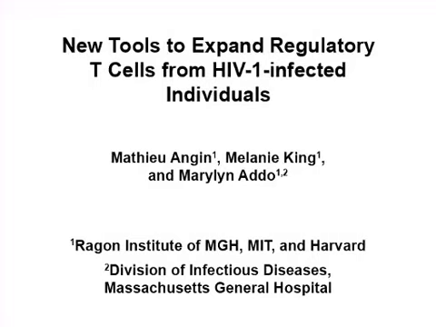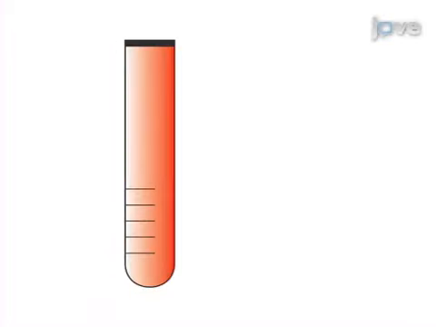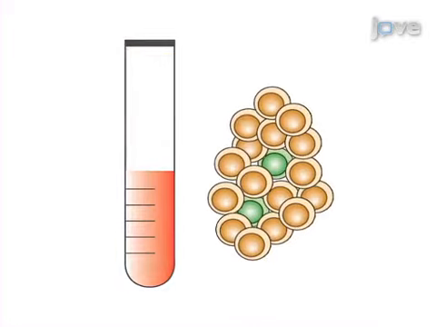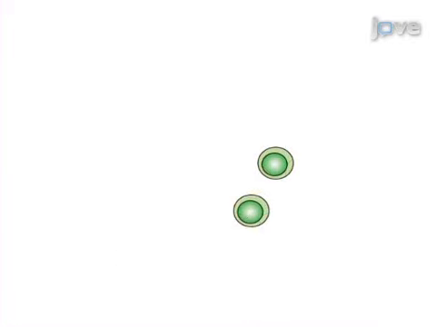The overall goal of this procedure is to evaluate the phenotype and suppressive function of natural CD4 positive regulatory T cells expanded from the peripheral blood of HIV-1 positive individuals. This is accomplished by first isolating the regulatory T cells by density gradient and flow-based cell sorting.